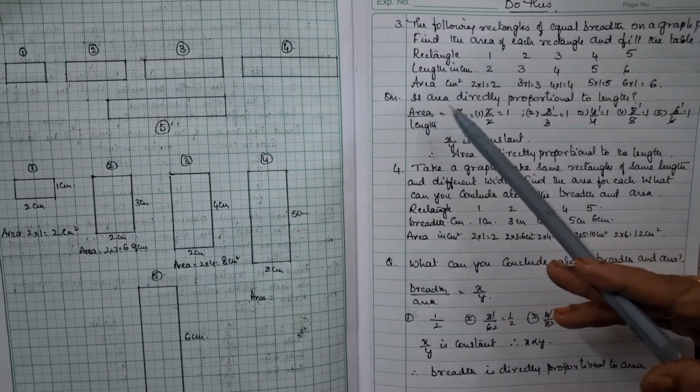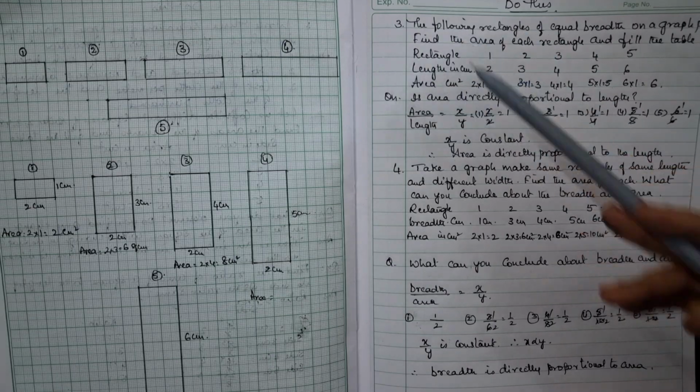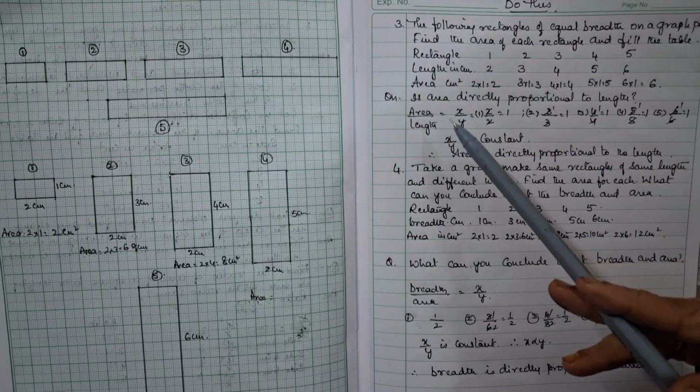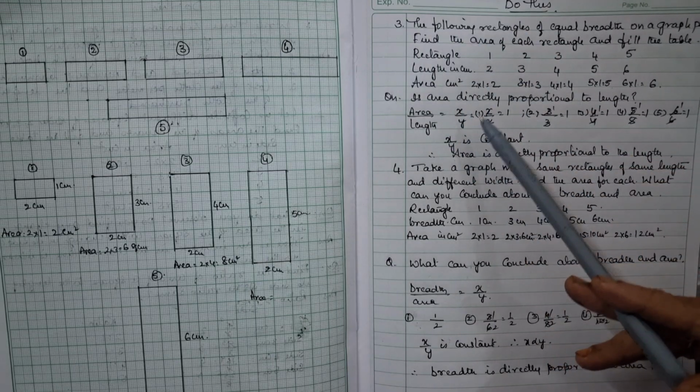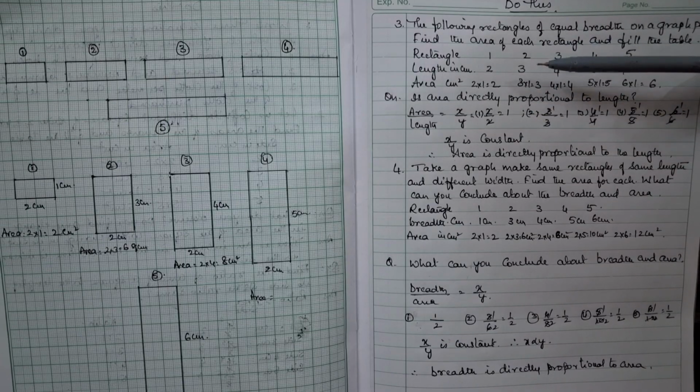Now the question is, is area directly proportional to the length? That means we should concentrate on area and length. That is area by length, x by y. So area is x, length is considered as y. Area is how much? Area is 2, length is 2. 2 by 2, 1. Second one, area is 3, length is 3, 3 by 3, 1.